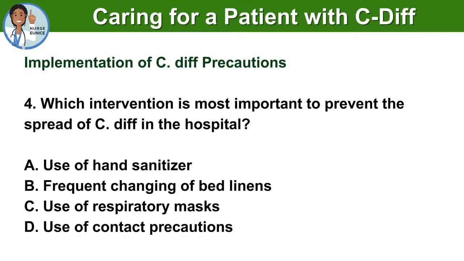All right, so now that we have a confirmation of C. diff, number 4, which intervention is most important to prevent the spread of C. diff in the hospital? Remember, this is a contagious diarrhea. We have patients who are receiving chemotherapy. We have moms who are pregnant. We don't want this spreading throughout the hospital. Plus, we have you as the caregivers. We don't need you taking it home to your kids.